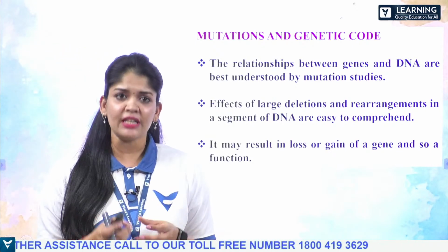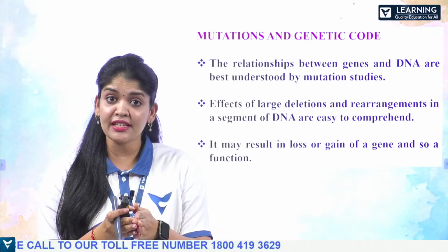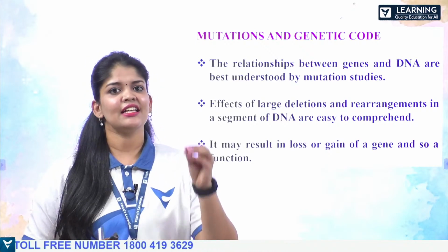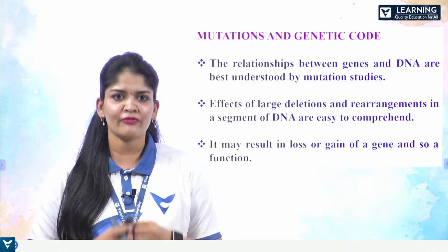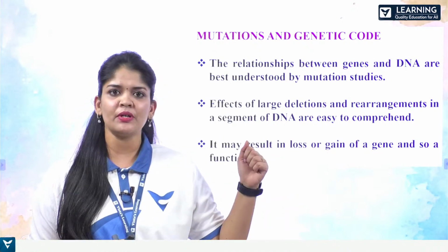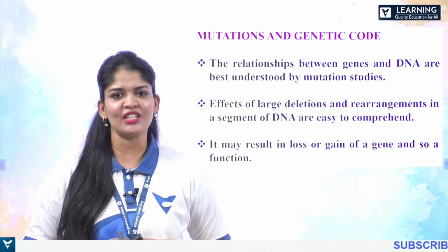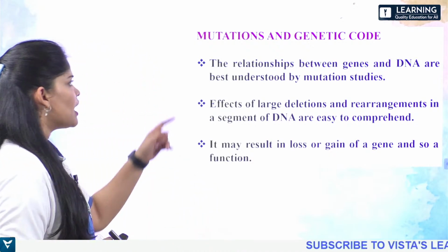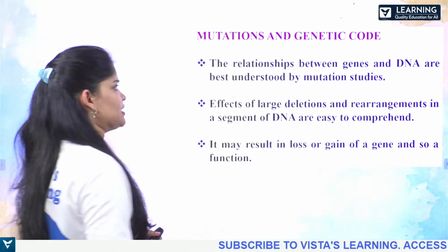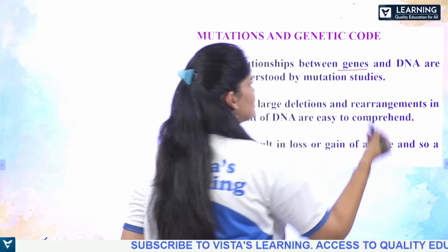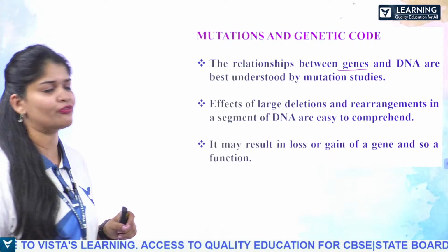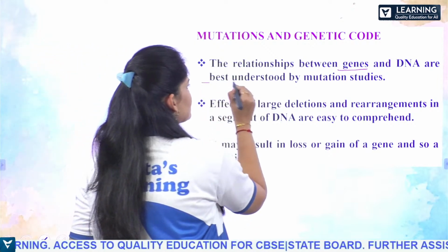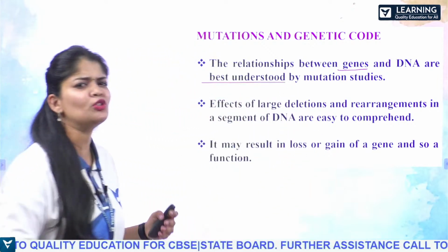Mutation is a phenomenon where there is a variation in DNA. That is, there is a change in the sequence of the DNA which shows its effect on the genotype as well as on the phenotype of the organism. So, the relationship between genes and DNA: genes are segments of DNA, best understood by mutation study.